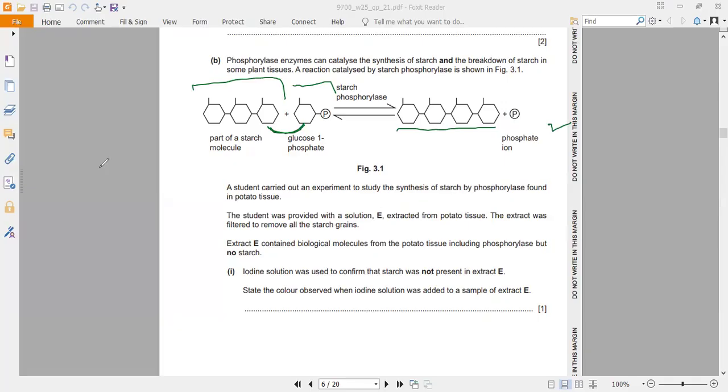and then there will be the release of phosphate ions with it. A student carried out an experiment to study the synthesis of starch by phosphorylase found in potato tissues. The student was provided with the solution E extracted from potato tissue. The extract was filtered to remove all the starch grains. Extract E contained biological molecules from the potato tissue, including phosphorylase, but no starch. Iodine solution was used to confirm that starch was not present in extract E. State the color observed when iodine solution was added to the sample of extract E.